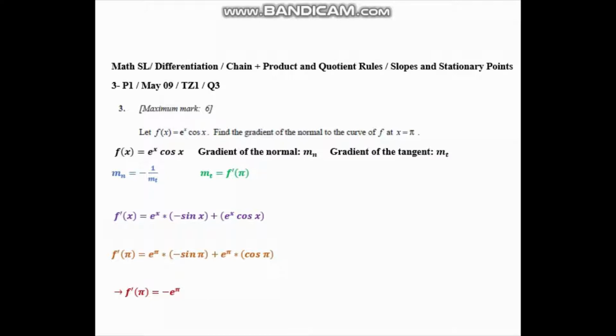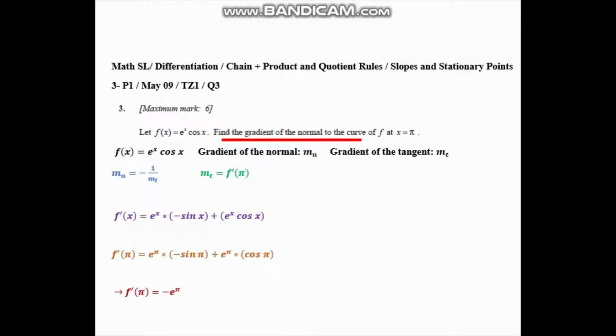So you have the answer right there on the screen. Maybe take a minute to check it out, and I'm about to begin my explanation shortly. You are required in this question to find the gradient of the normal to the curve. So you need two pieces of information or two concepts in order to be able to solve this question.